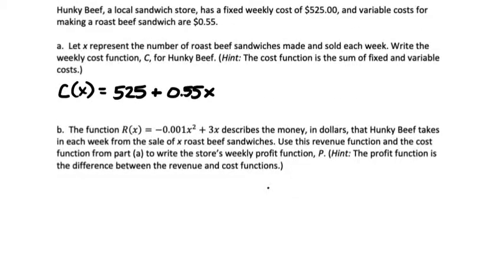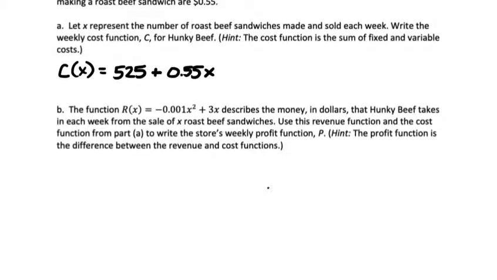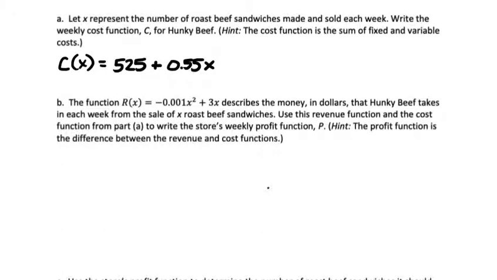So part B. This is something new. The function R of x equals negative 0.001 x squared plus 3x describes the money in dollars that Hunky Beef takes in each week from the sale of X roast beef sandwiches. Use this revenue function and the cost function from part A to write the store's weekly profit function P. Hint, the profit function is the difference between the revenue and cost functions.